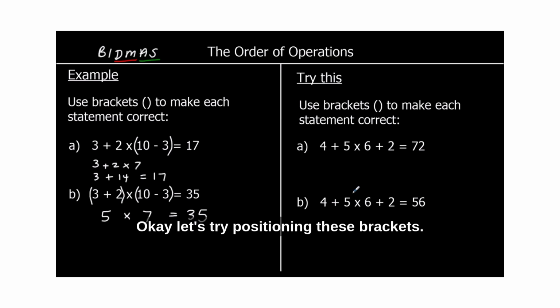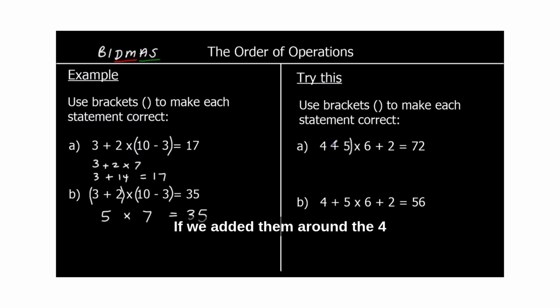Okay, let's try positioning these brackets. So at the moment, we will be doing a multiplication first. So it'll be 4 plus 5 times 6, which is 30. So 4 plus 30 plus 2, and that's not going to give us 72. So where can we add brackets?